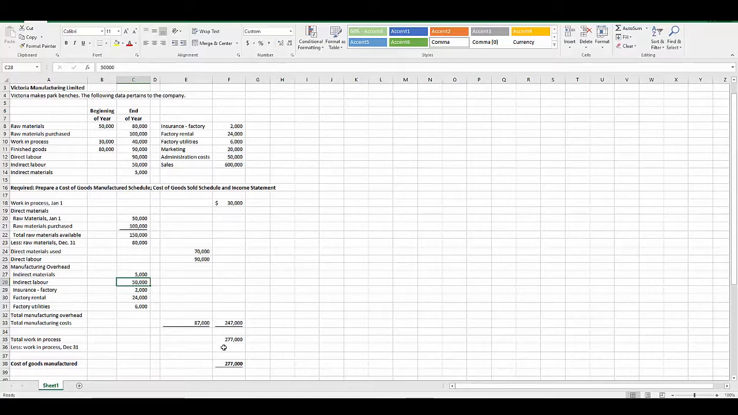The next step is, you know that you very rarely finish 100% of the items that you're working on during the year. So you're always going to have some of your products at the end of the year that will be partially complete. So here we're told that our ending work in process is $40,000. So we're going to subtract that from the 277. That gives us a total of $237,000 for cost of goods manufactured.